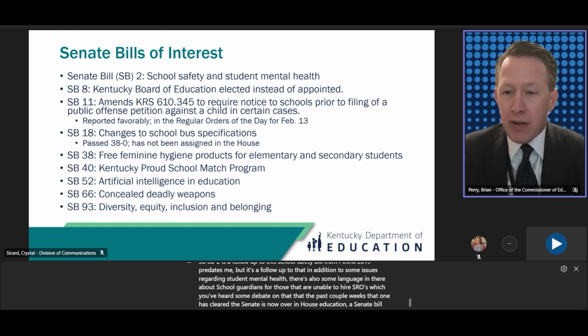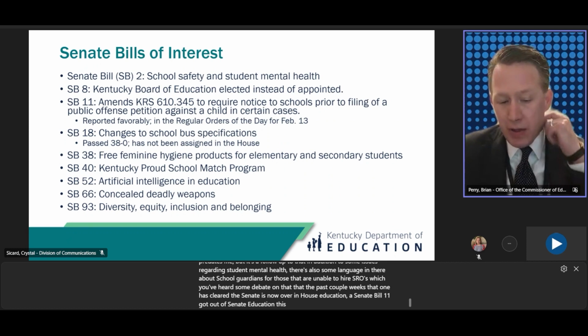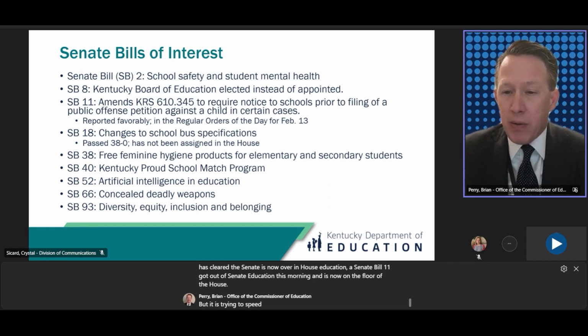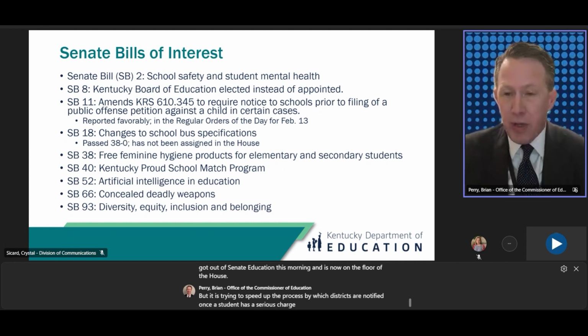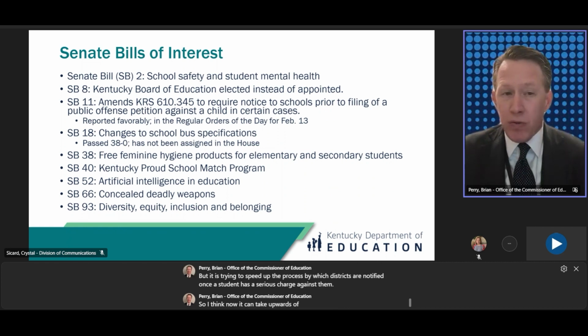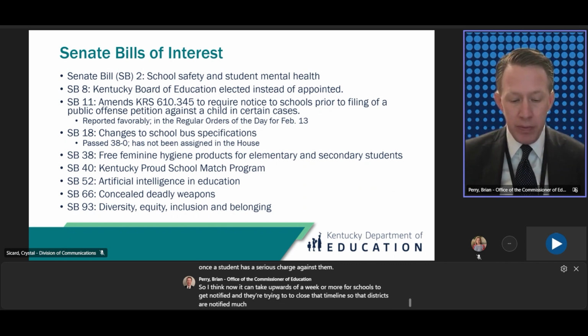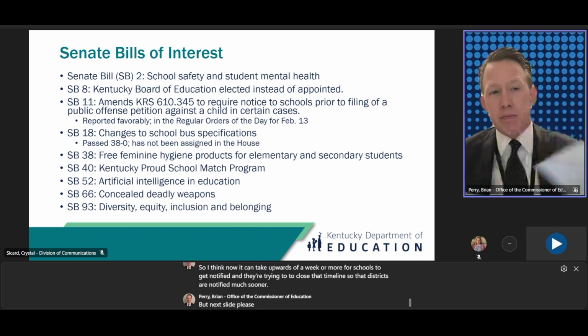Senate Bill 11 got out of Senate Education this morning and is now on the floor of the House. It is trying to speed up the process by which districts are notified once a student has a serious charge against them. I think now it can take upwards of a week or more for schools to get notified, and they're trying to close that timeline so that districts are notified much sooner. Next slide, please.